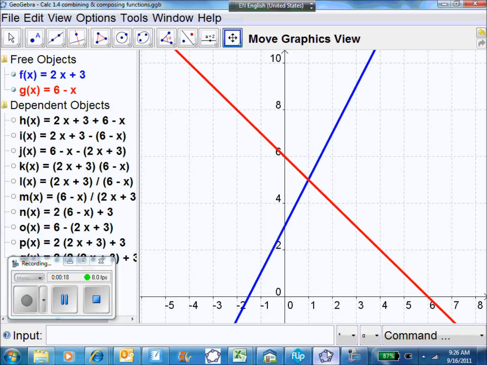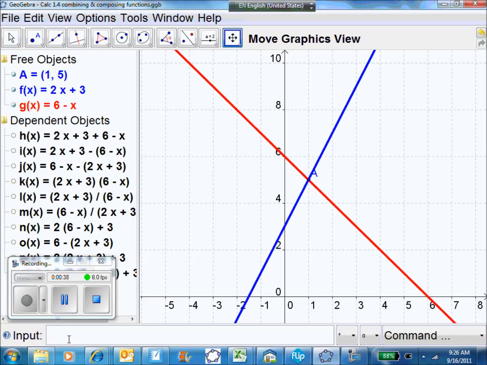What happens when you add up two functions? Somebody give me a guess for a point that's going to be on the function created when you add up these two. What do you think it means to add up the two functions? The intersection. So you're guessing, what does that intersection look like? 1, 5? Okay, that's one point we think is going to be on the sum.